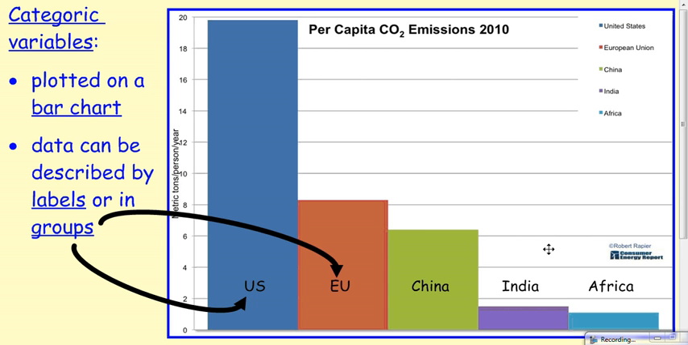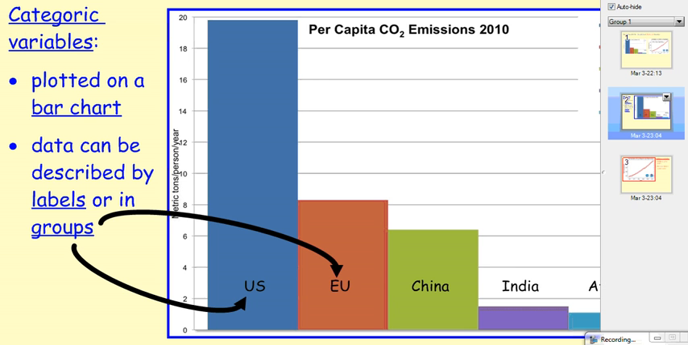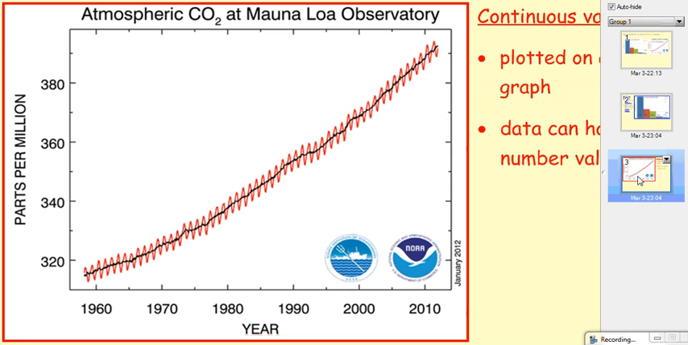The difference here is that there's no in between. There's the US, and there's nothing really in between the US and the EU. There's nothing in between the EU and China. And that's the main difference there. This will come up again when we look at continuous variables.